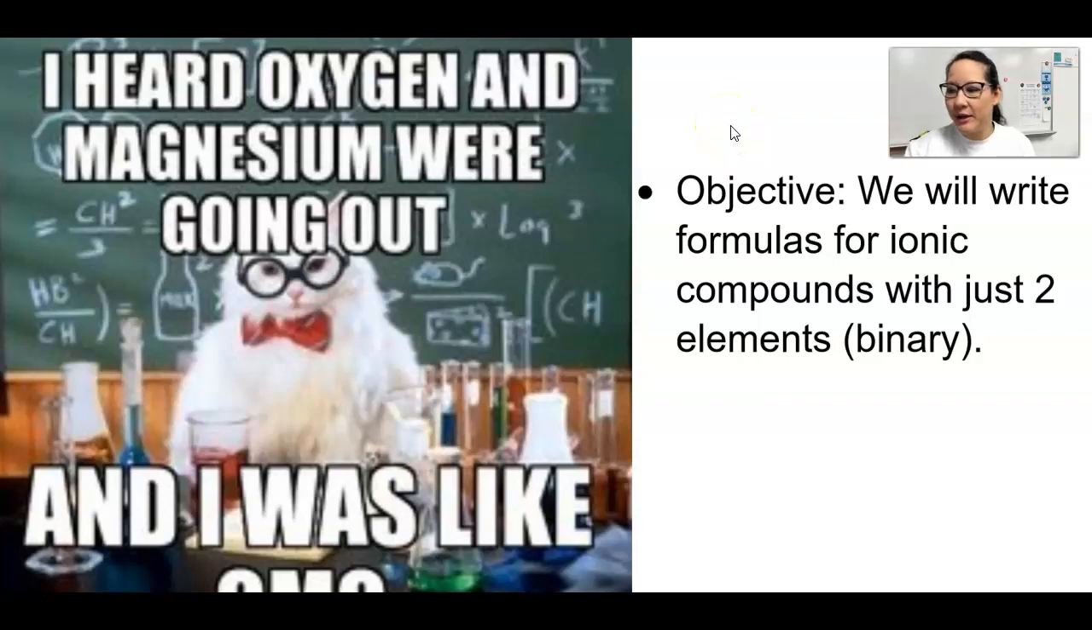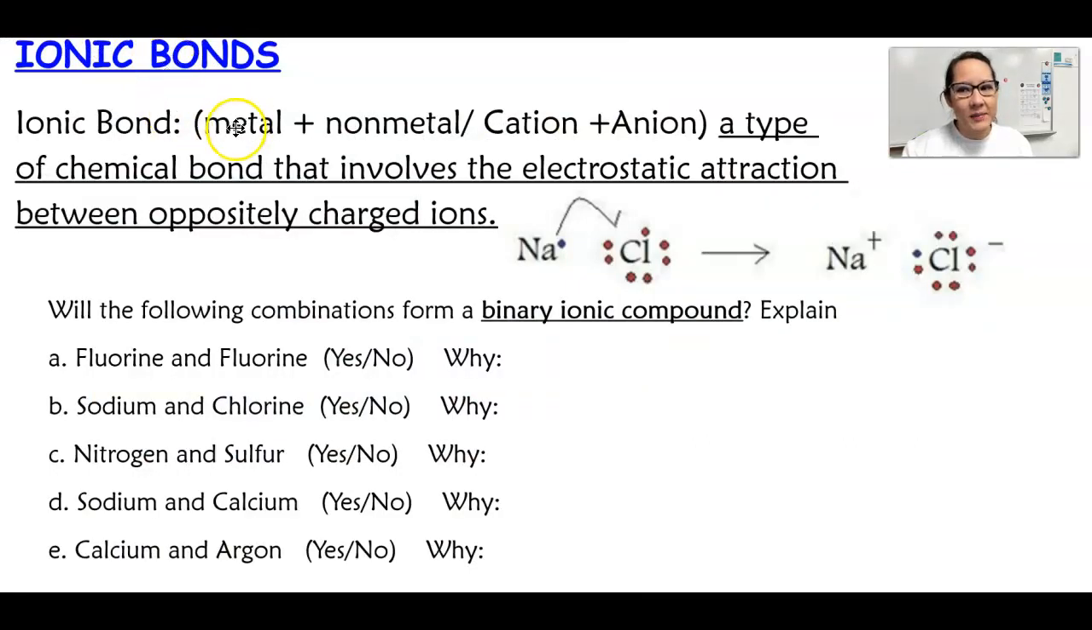In this video, we're going to write formulas for ionic compounds with just two elements, which are going to be called binary compounds. So in an ionic bond, it's a metal plus a nonmetal, which is a cation and an anion. Cations always come first, anions always come second. It's a type of chemical bond that involves the electrostatic attraction between oppositely charged ions.